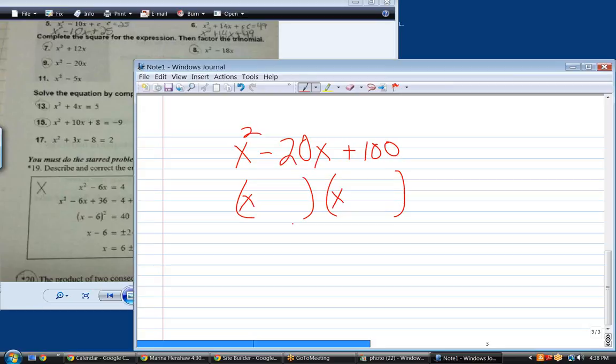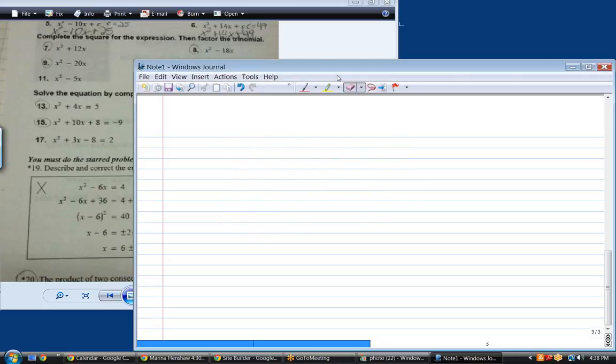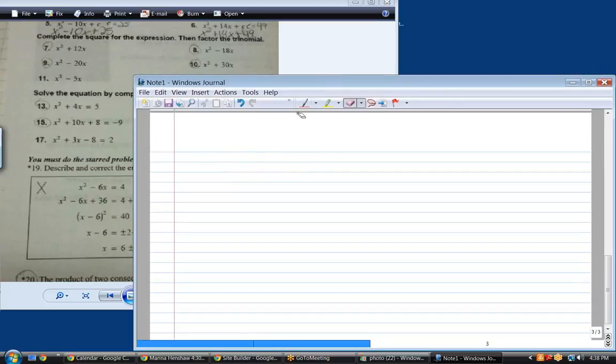X minus 10 and x minus 10. Correct. Again, once you find this term, you know this term is the same. Okay. Okay, and then number 10.